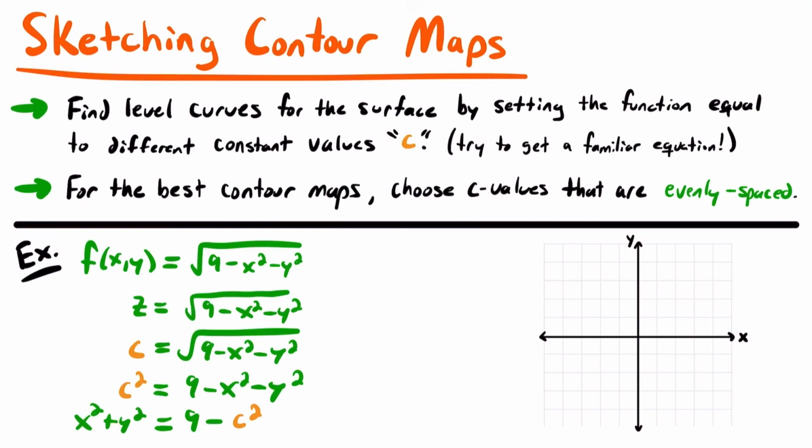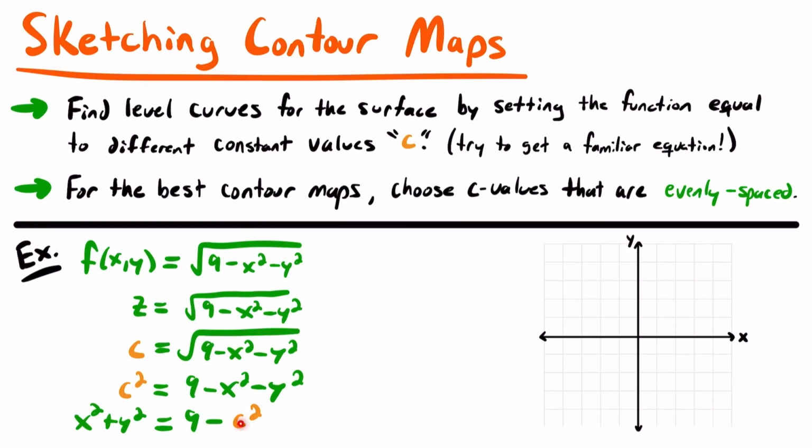Once again, I subtracted c squared from both sides of the equation, and then I added x squared and y squared to both sides. And so this is what you should get. And this right here is the equation of a circle. You have x squared plus y squared equal to some constant value, which would be the radius squared.